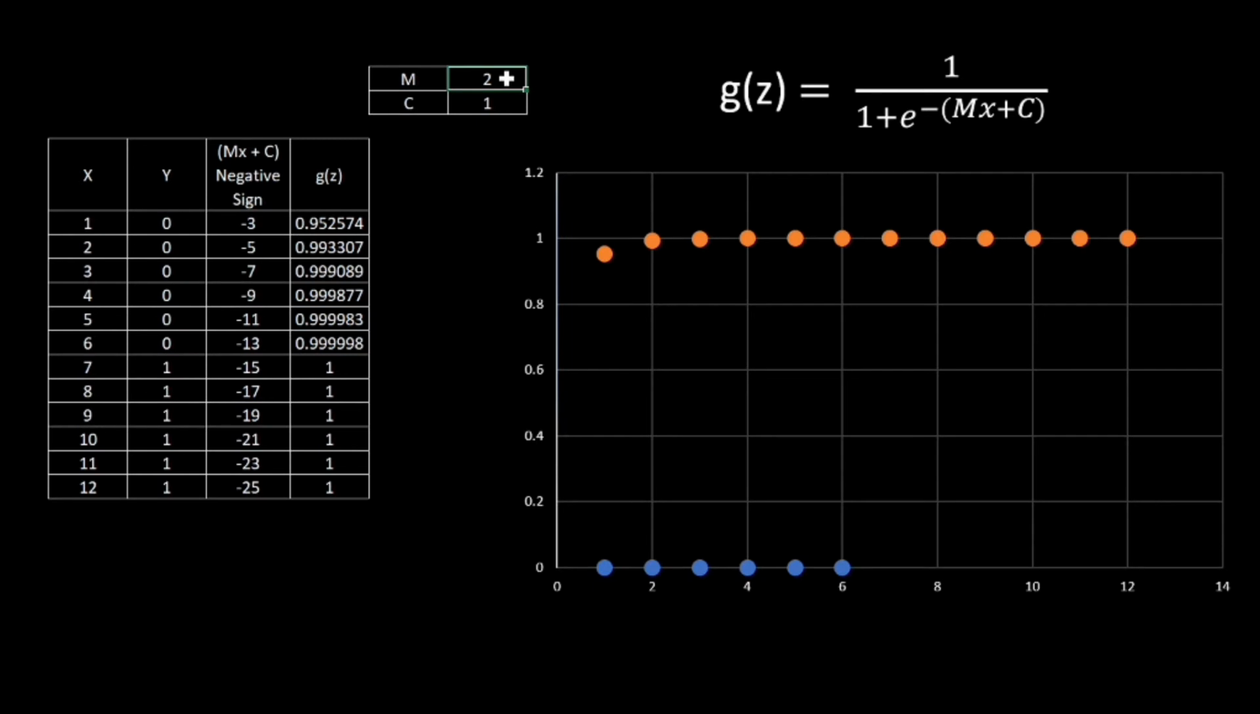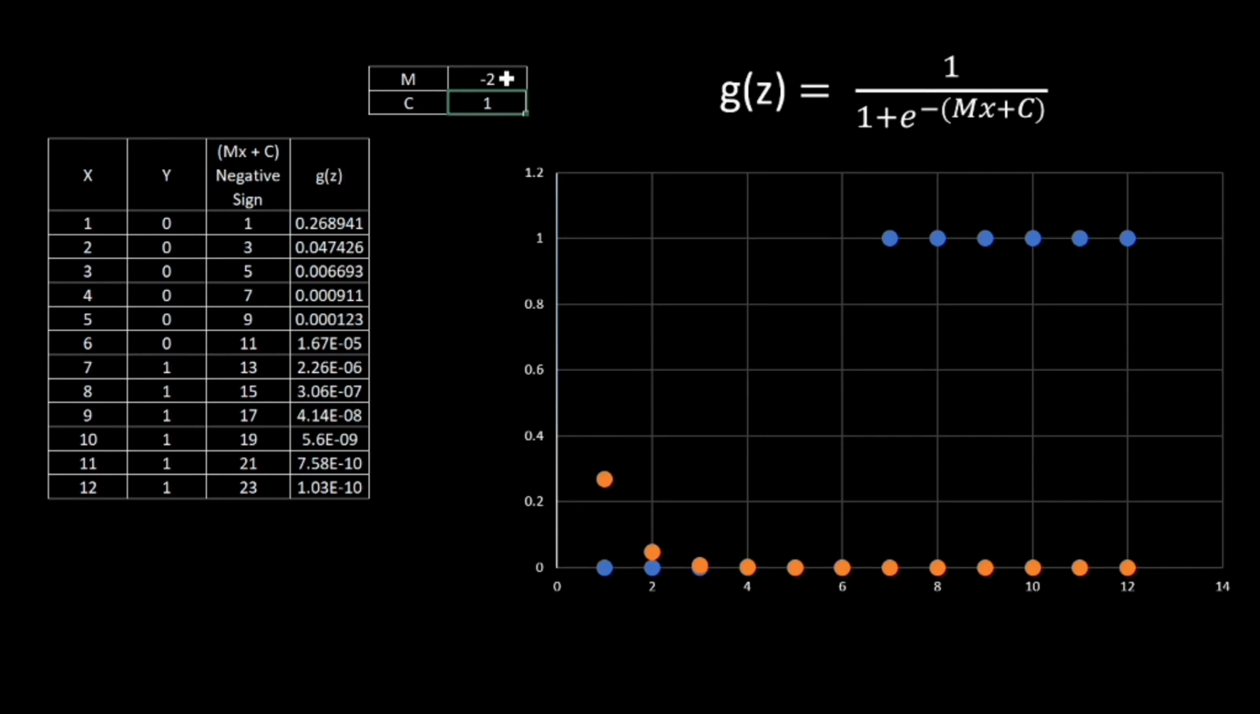So we are going to put minus 2 over here. And you can see now it is a completely opposite graph. It means the m value should remain on the positive side. Then only we will get the same curve. So I'm going to write 1 only and try to play with the value of c.